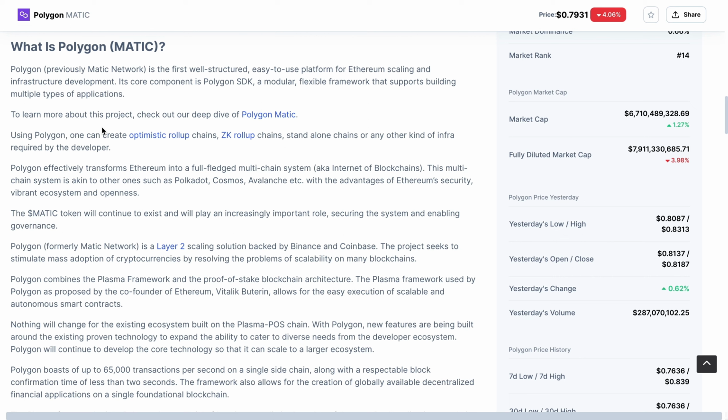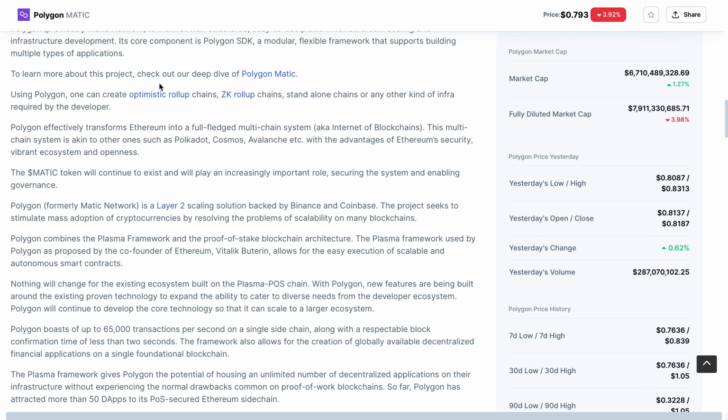Well, let's find out. For those of you that don't know, let me just briefly go over what Polygon Matic actually is. Polygon, previously Matic Network, is the first well-structured, easy-to-use platform for Ethereum scaling and infrastructure development. Its core competence is Polygon SDK, a modular, flexible framework that supports building multiple types of applications.